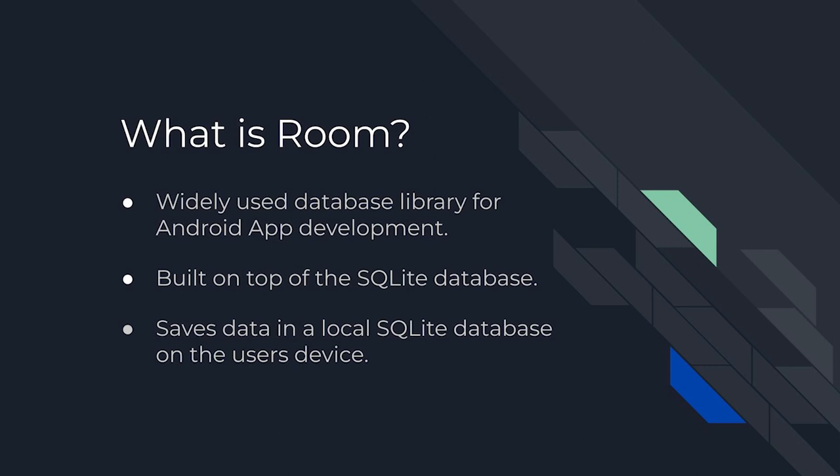In simple terms, Room helps you save and retrieve information efficiently, like user data, settings, or any other data your app needs to keep track of. It serves as an abstraction layer over SQLite, the traditional database system used in Android. It simplifies the process of working with databases, making it less complicated and less error prone, which is crucial for app developers. Room database in Android saves data in a local SQLite database on the user's device.